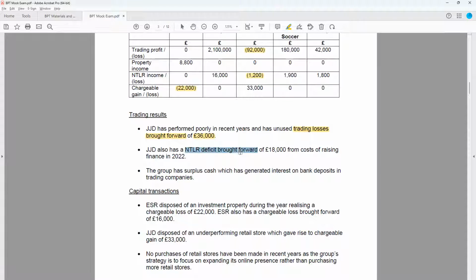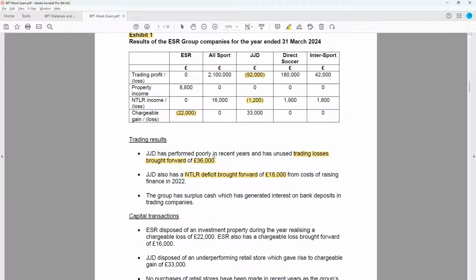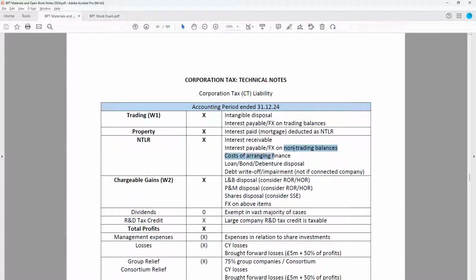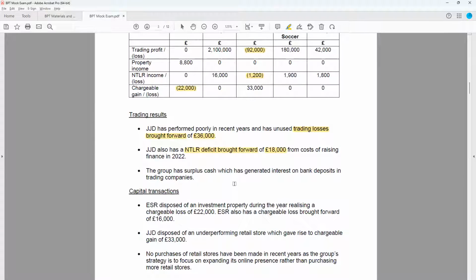It also has an NTLR brought forward loss, 18,000 from costs of raising finance in 2022. So it's got a brought forward NTLR deficit, so non-trade loan relationship deficit. So it has some costs of raising finance, which of course we know is included as part of NTLR. So yeah, that makes sense as to why it's got an NTLR deficit brought forward.